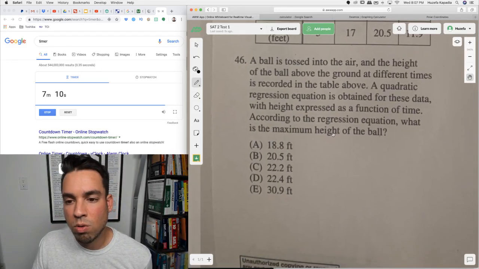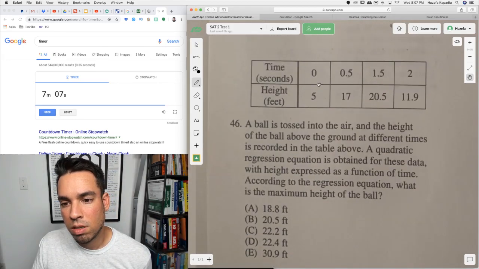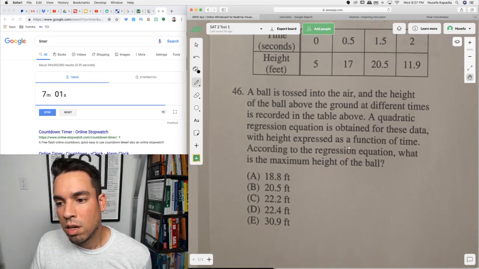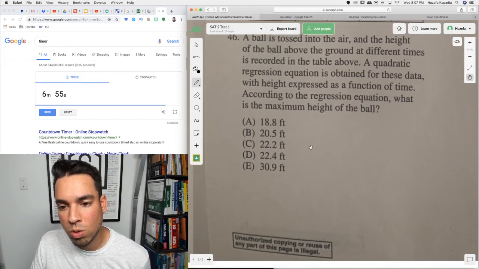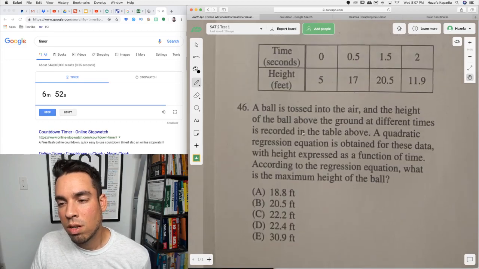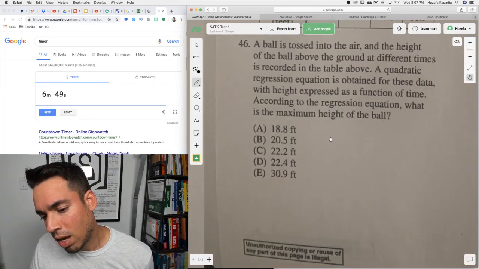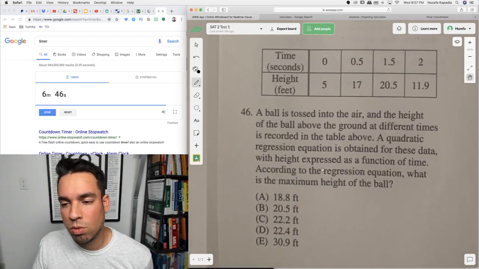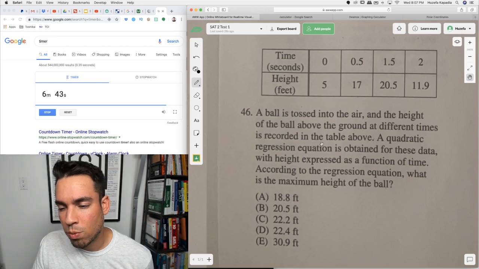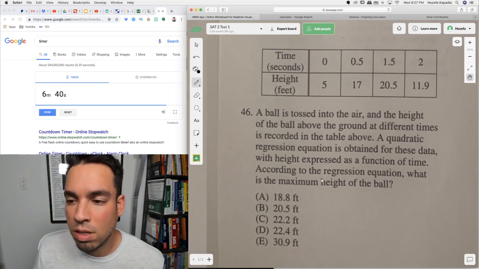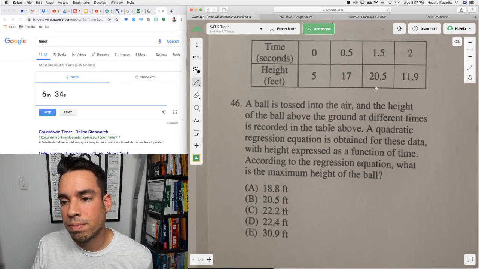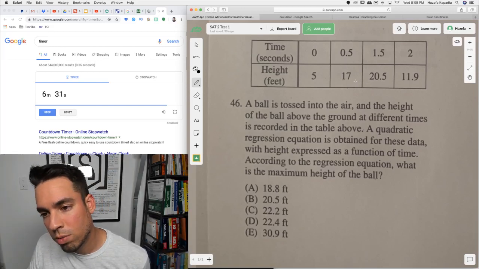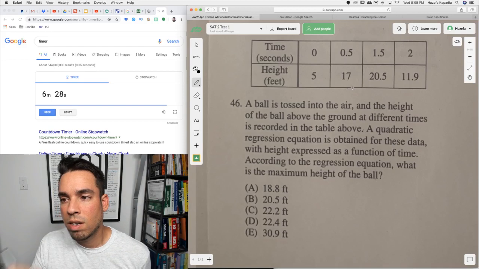A ball is tossed into the air, and the height of the ball above the ground at different times is recorded in the table above. A quadratic regression equation is obtained for these data with height expressed as a function of time. According to the regression equation, what is the maximum height of the ball? Do I actually have to do that? Oh, shoot. I think we might have to know how to do a quadratic regression in your calculator, which I don't know how to do on the TI-84s. I don't even have a TI-84 here. But I can see that it's probably going to be around here somewhere.